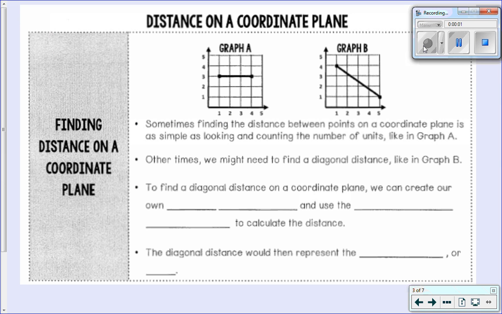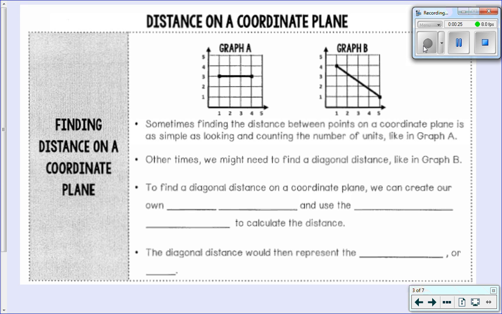Alright, so today we'll be finding distance on a coordinate plane, so the distance between 2 points on the coordinate plane. Sometimes finding the distance between points on a coordinate plane is as simple as looking and counting the number of units, like in graph A. What's the distance in graph A? How many units? 3.